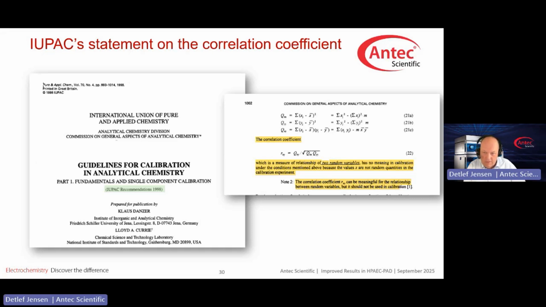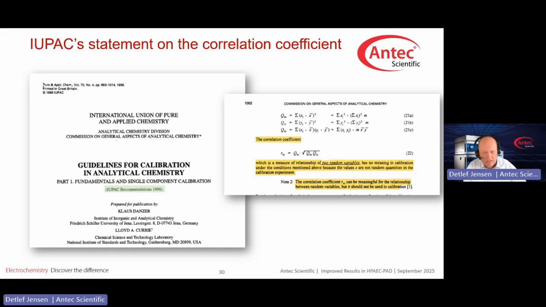The discussion focuses on the correlation factor. And reading through the yellowish part of the text, it says, the correlation factor, which is a measure of the relationship of two random variables, has no meaning in calibration under the condition mentioned above because the values x, the amount, are not random quantities in the calibration experiment. And then the correlation coefficient r can be meaningful for the relation between two random variables, shark attacks and ice, but should not be used in calibration.